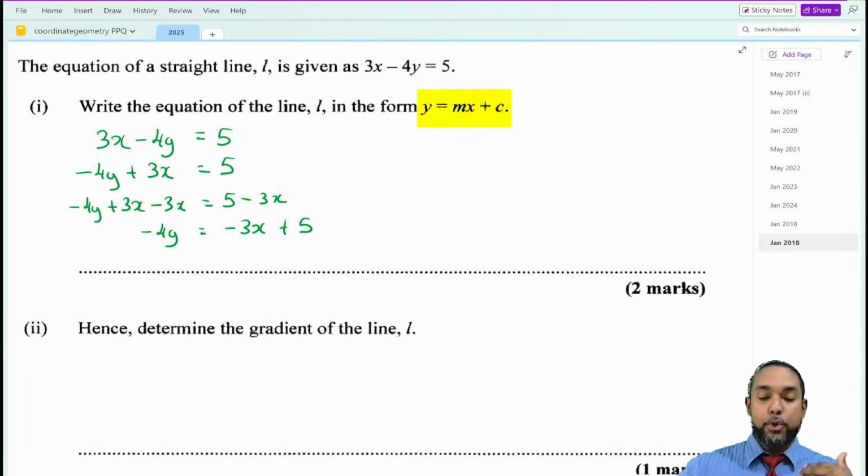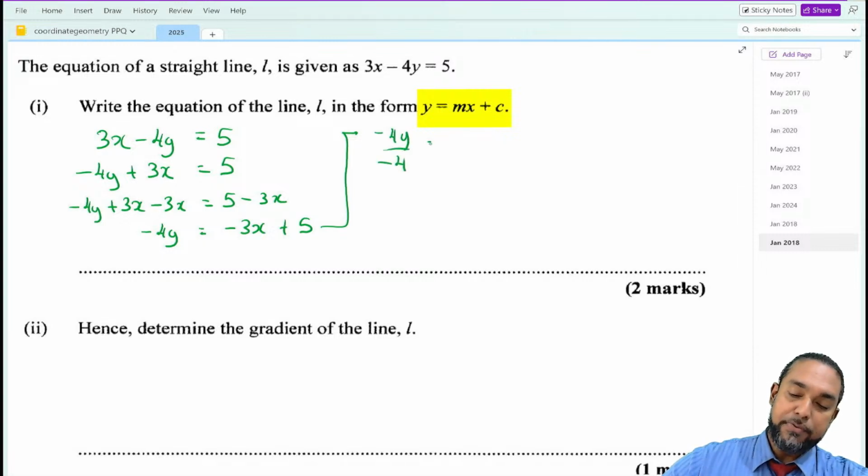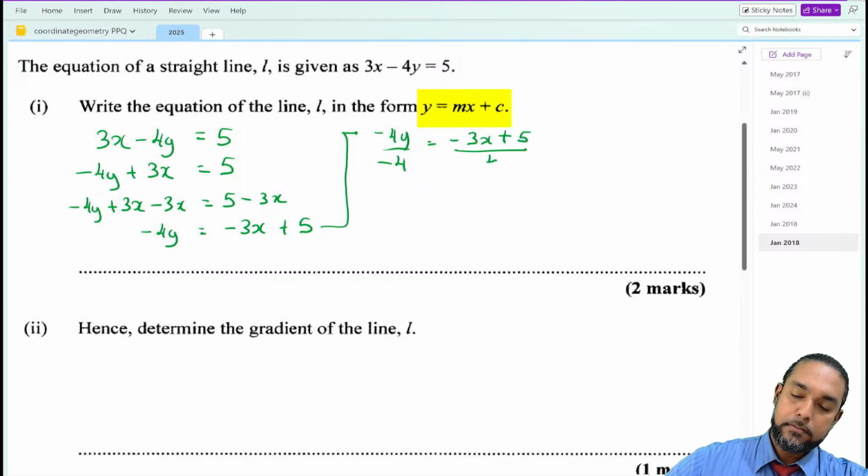Multiplication, right? And how do we remove something attached to multiplication? Correct, the opposite operation, which is division. So you could divide by minus 4, again, on both sides of the equation. Now, a minus divided by a minus is a plus, leaving us with y.